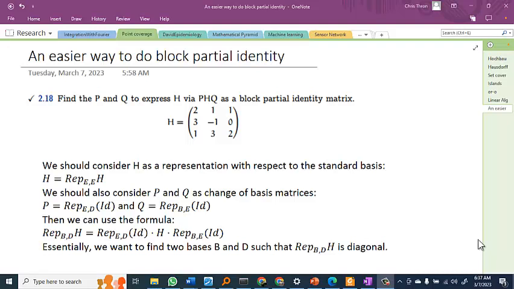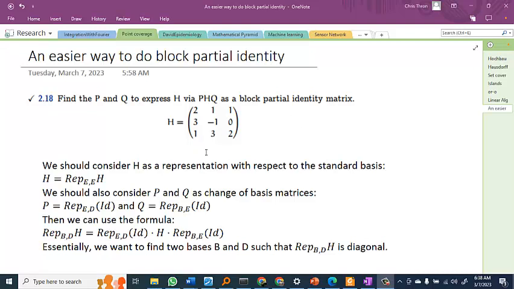Hello. In the evening session yesterday, I showed a long and drawn-out method for solving this problem from Heffron. Find matrices P and Q to express H via PHQ as a block partial identity matrix. So that means I want to find P and Q such that P times H times Q is a diagonal matrix with ones on the diagonal, and it may also have zeros on the diagonal. All right.